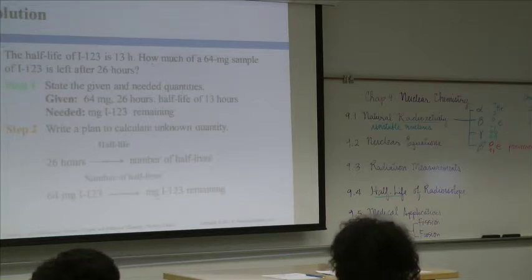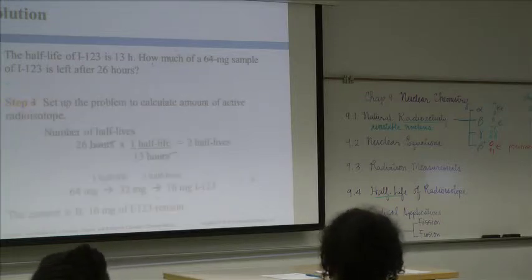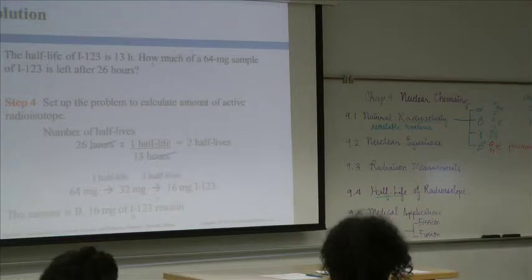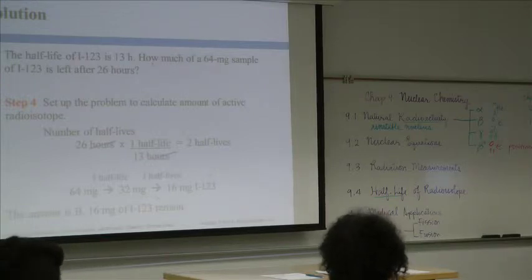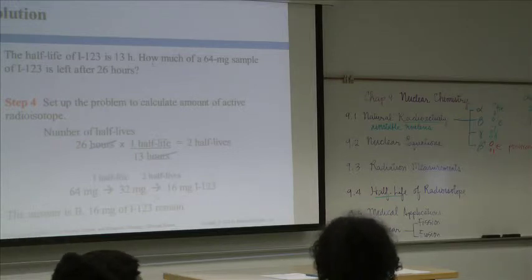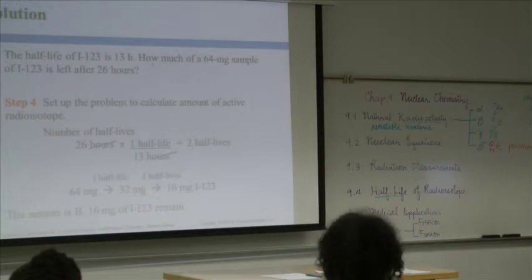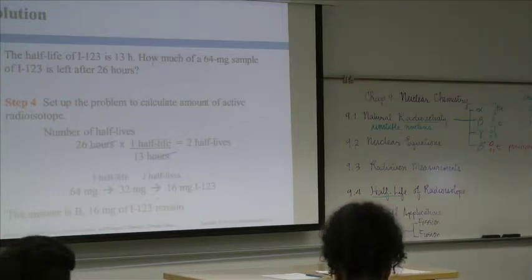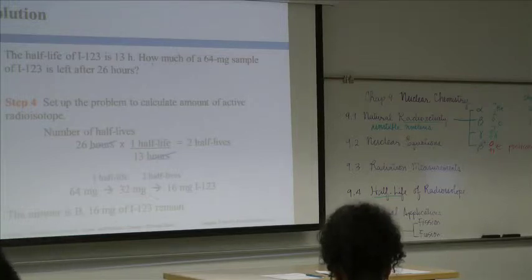So you write down what's given and what you need to find. And then there it is, 16 milligrams, right? So 13 hours, and 26 over 13 gives you the number of half-lives. This one would be a good one to write down as a practice problem to think about. Put it in a notepad or a sheet of paper, or for those who have already solved chapter 9 problems, you can just highlight it and get back to it.